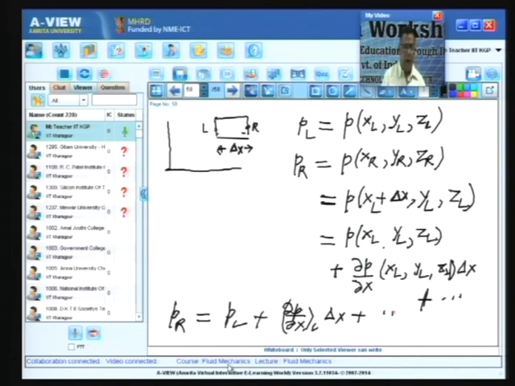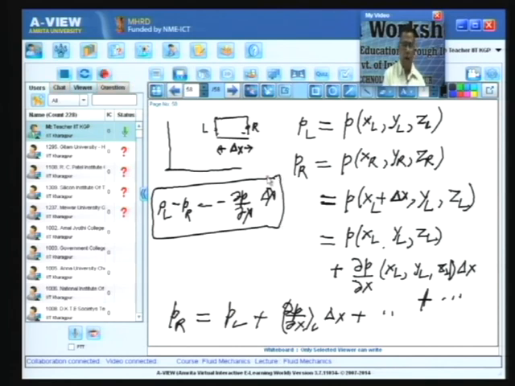Now, what we wanted was P L minus P R. So, if I move this term to the right hand side and this term to the left hand side, P L minus P R will be equal to minus del P del x into delta x. So, what you see is that if the pressure does not vary in the x direction, then the net force due to pressure on this fluid element will be 0, because they are in opposite directions and the magnitude is the same and it will cancel out.